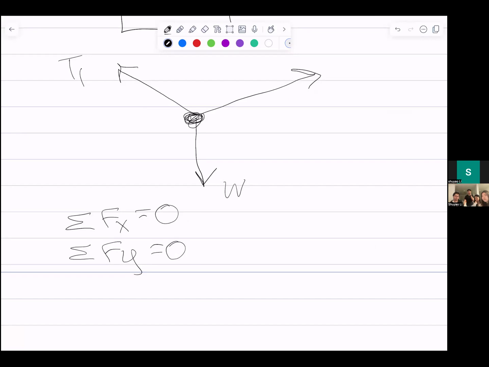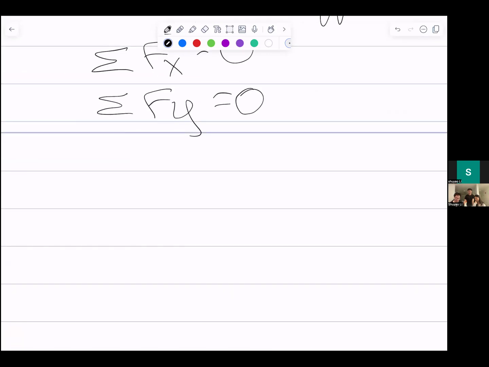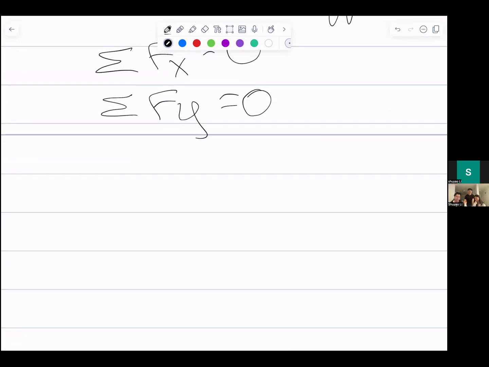Can you explain real quickly the difference between scalar and vector? Yeah, of course. A scalar is something that has only magnitude, and a vector has a direction as well.